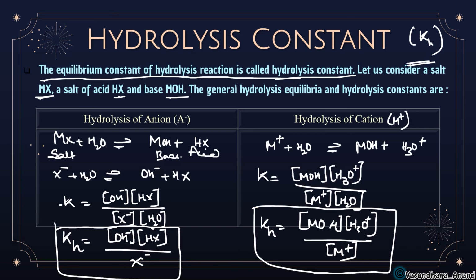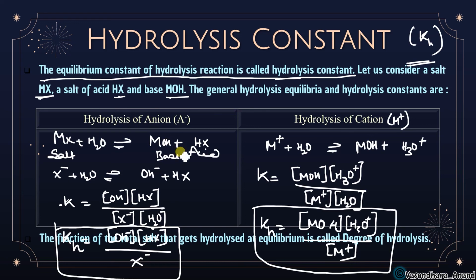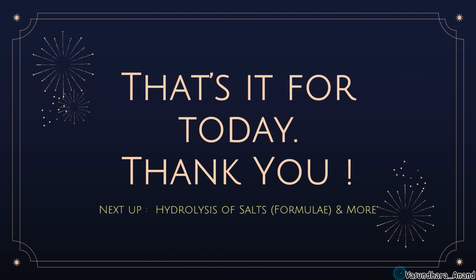Chaliye. Now the fraction of the total salt that gets hydrolyzed at equilibrium is called degree of hydrolysis. कितना portion हो रहा है वहाँ पे हाइड्रोलाइज हो रहा है, that will be considered as degree of hydrolysis. It is exactly same as alpha, which we have done, alpha in terms of alpha. So here for the degree of hydrolysis we will use small h, and the same calculation we will do. Okay. So that is represented by h, and that we will understand in the next video.